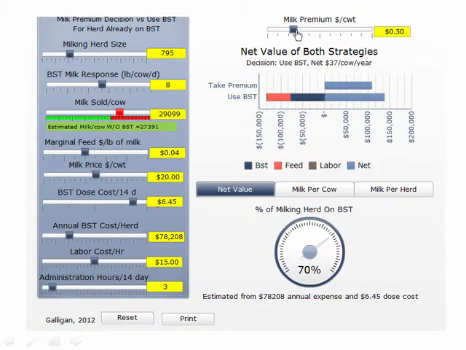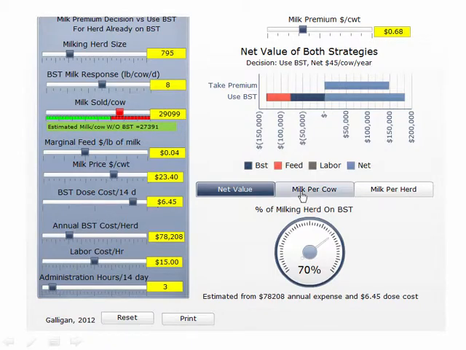Now, of course, if we make the premium more lucrative, we can see that that value will increment up, and now the decision switches, and the decision would be to select the premium. Of course, this would change if the milk price was slightly higher. Now we see that the use of the BST would be warranted, and what the value would be per cow.